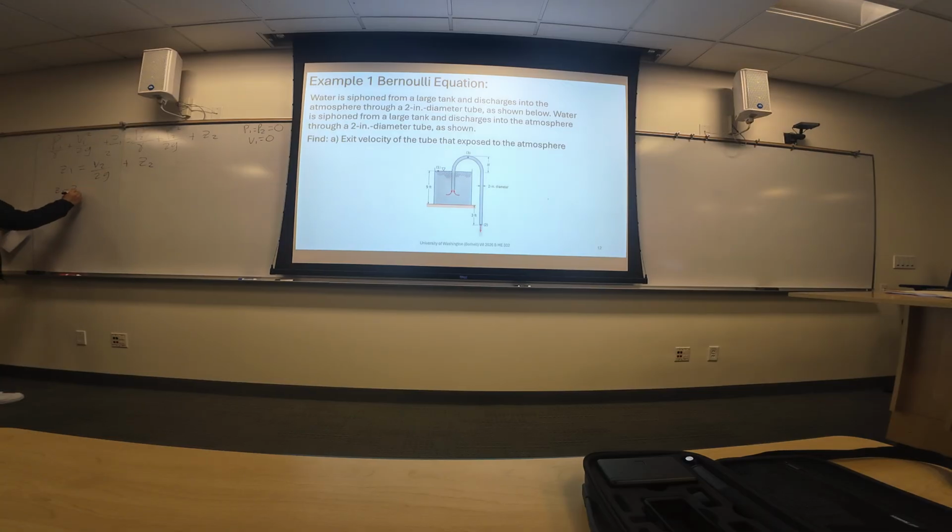Z1, Z2. Okay, multiply this by 2G, square rooted, right? Make this guy smaller. Okay, so make sure I have my algebra right. Z1, Z2, 2G, square rooted. Okay.